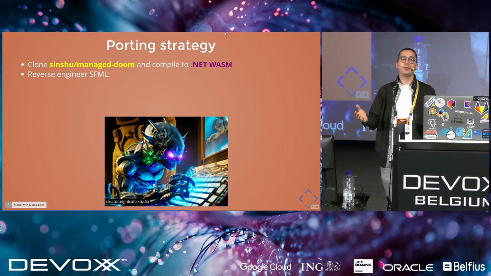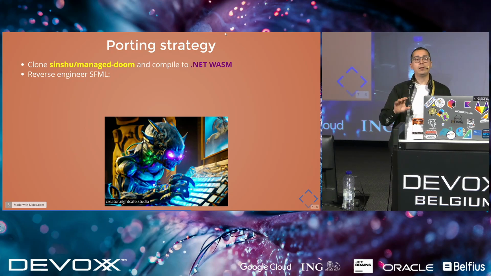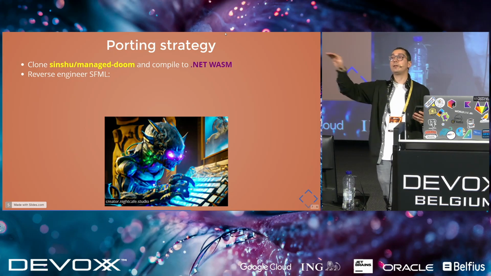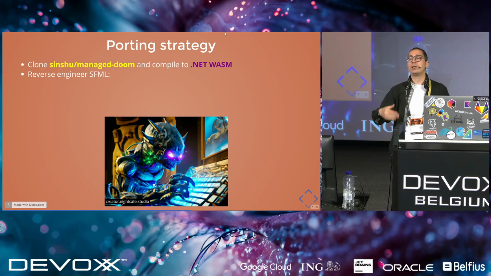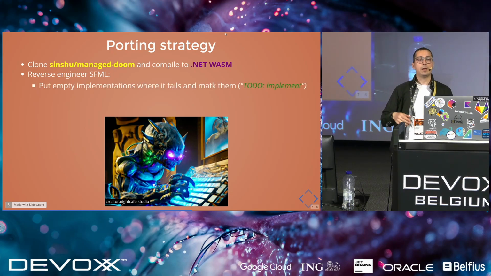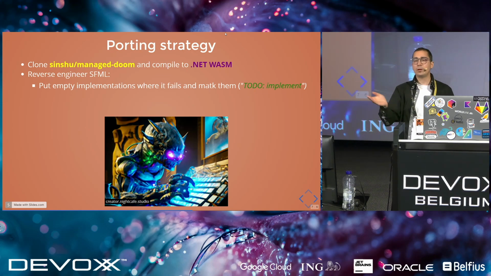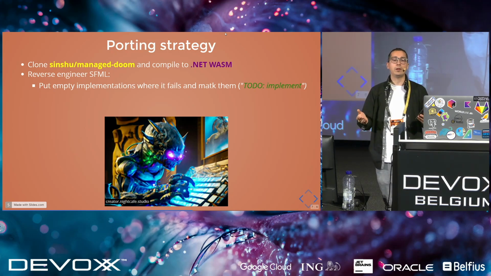So my porting strategy is to fork the repository and compile it. Just take the source code and compile it by targeting the browser, not targeting the desktop. And as long as I have errors, I put empty implementations when I find an error, and just continue until I have a successful build. Even if it does nothing, at least it builds.